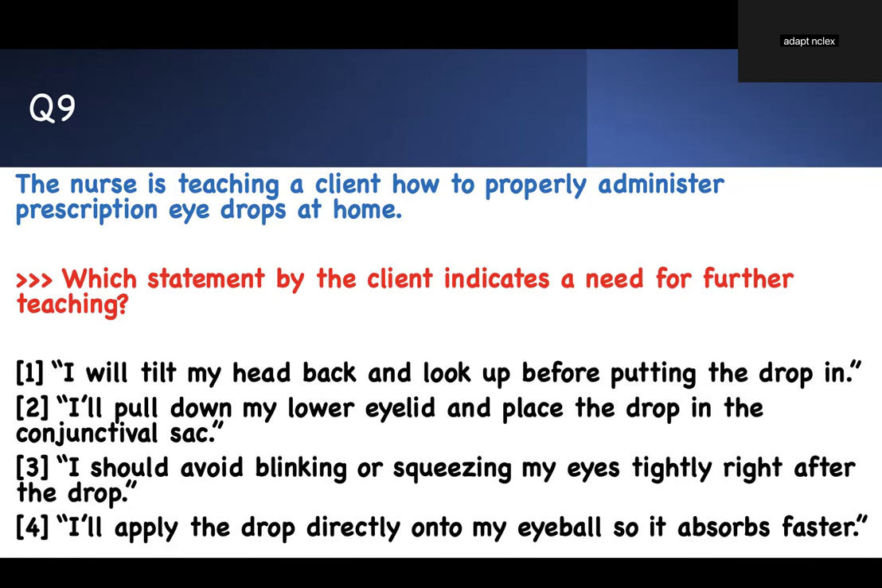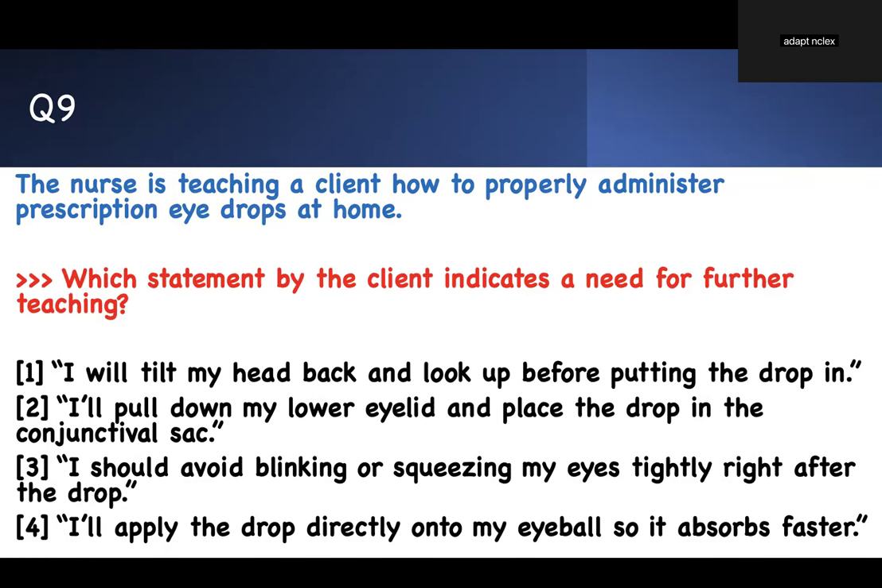I will tilt my head back and look up before putting the drop in my eye. Yes, you look up, and then you can look at the lower eyelid. I will pull down the lower eyelid and place the drop in the conjunctival sac so that it can stay there in the middle. Yeah. I should avoid blinking and squeezing my eyes tightly right after the drop because it will push the medication out. I will apply the drop directly into the eyeball so that it can absorb faster.